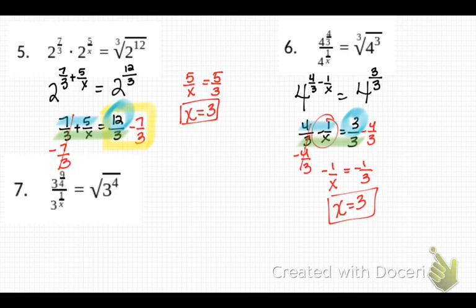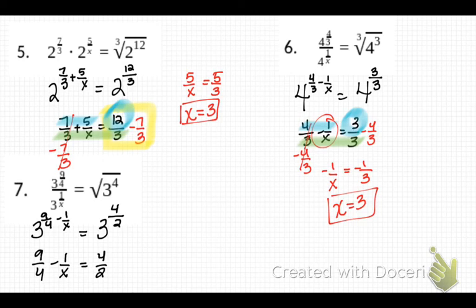I'm going to do number 7, and then you'll have just under 10 minutes for the U-tries. So for number 7, what do I do to the exponents? Add, subtract, or multiply? Subtract. I have 9/4 minus 1 over x equals 3 to the what power? 4 over 2. So I have 9 over 4 minus 1 over x equals 4 over 2.